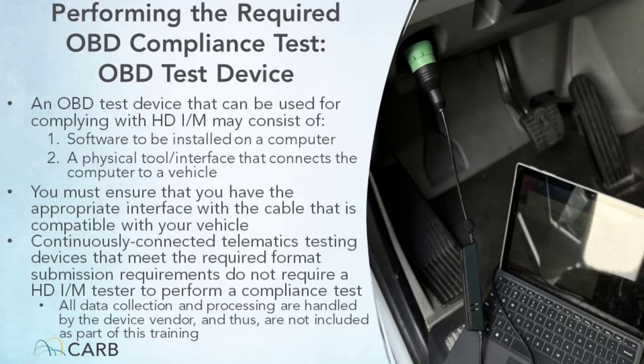Here, you can see an HD-I&M OBD testing device set up in a vehicle for testing. The OBD testing device can consist of two components: a physical interface that connects to the vehicle's DLC, the green port shown in this photo, and a computer with the testing software installed. To perform the OBD compliance test, you must ensure that you have the proper testing device interface adapter, i.e. the cable that attaches into the DLC.